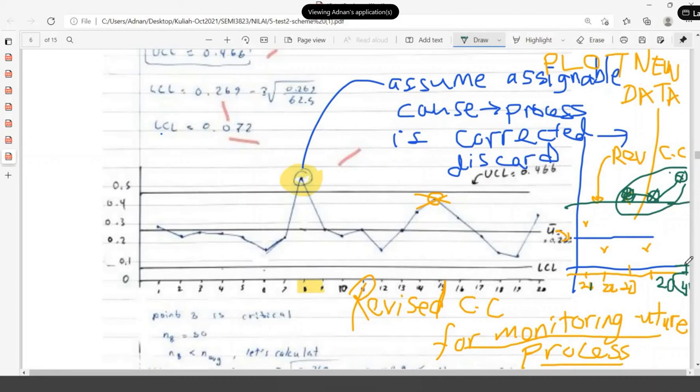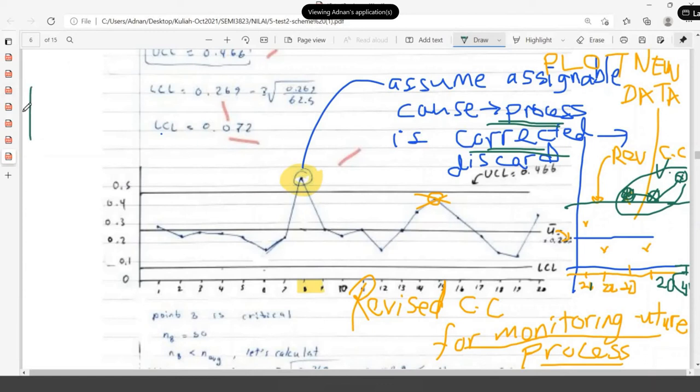Continue up to 20. If you find it is still not stable, you still need to revise the control limit. But remember, the process must be corrected. You must do something to the process to improve it. You can't just throw away the point. You must do correction to the process. Is it okay or not? So the idea is like this.